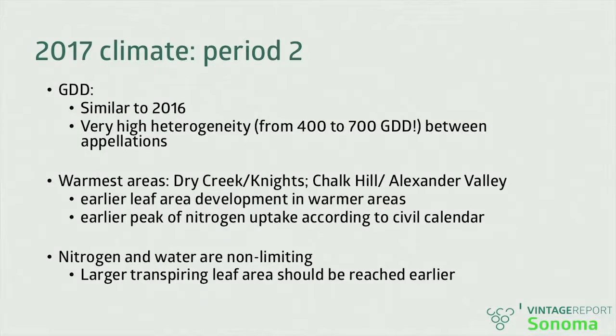So with this simple approach, looking at heat and rain, we can come up with our first take-home of the day. There will be 6 take-homes. But the first one is that during period 2, so the period during which we have this explosion of biomass, growing degree days accumulation is very similar to 2016. So the speed at which things unfold should be following the same pattern. But we need to acknowledge that there is a very strong heterogeneity. Warmest areas being Dry Creek and Knights Valley, followed next by Chalk Hill and Alexander Valley.